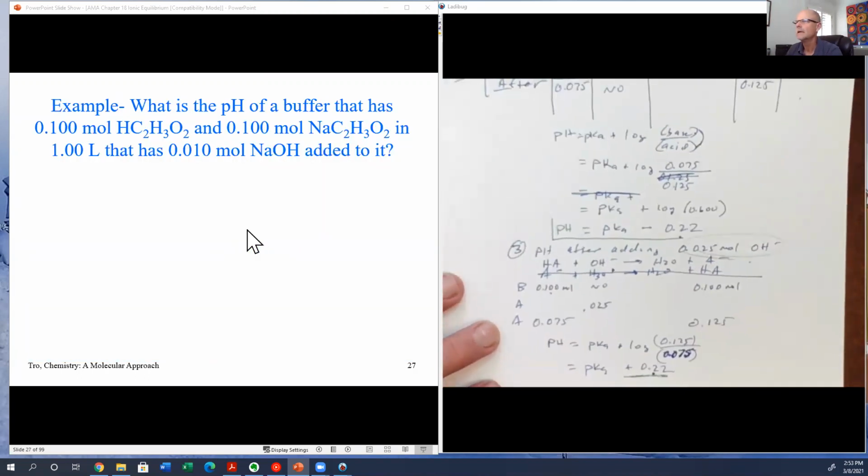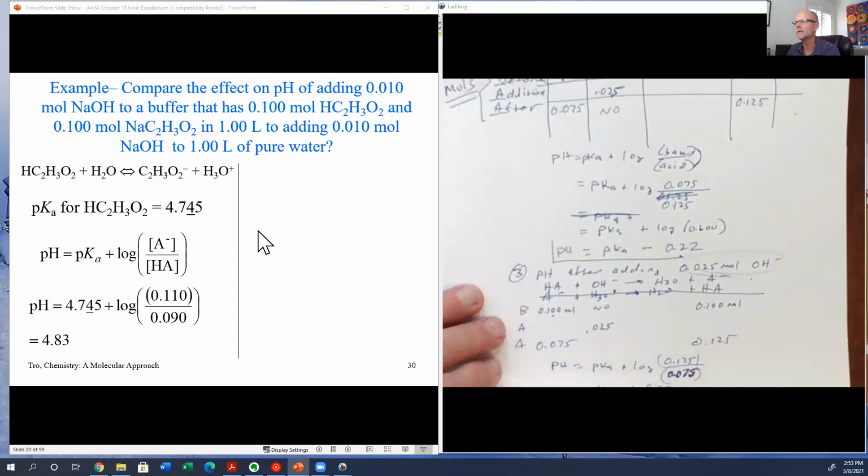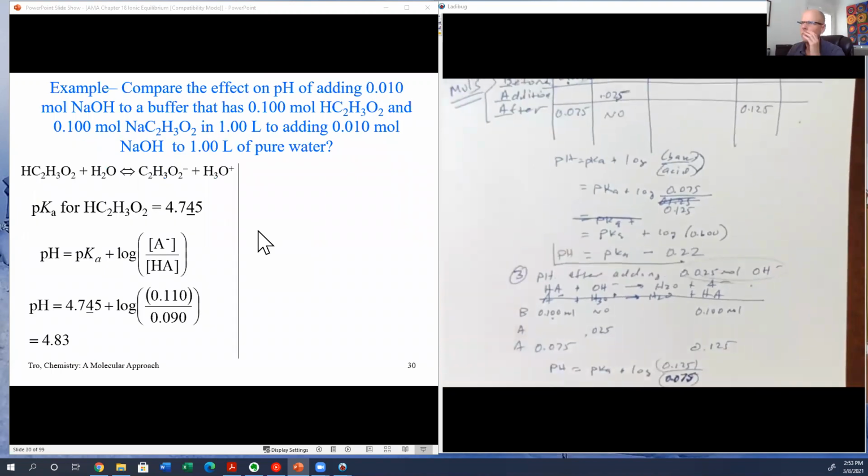All right. Let's do another example here. We're going to compare what happens when you add sodium hydroxide to a buffer compared to adding the same amount of sodium hydroxide to pure water. So if you think about this buffer, it's 0.1 molar acetic acid and 0.1 molar sodium acetate. pKa is 4.75, right? So what's the initial pH of this buffer before I add the base to it?